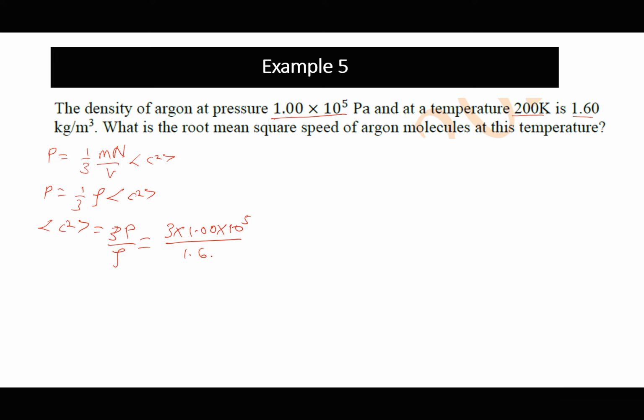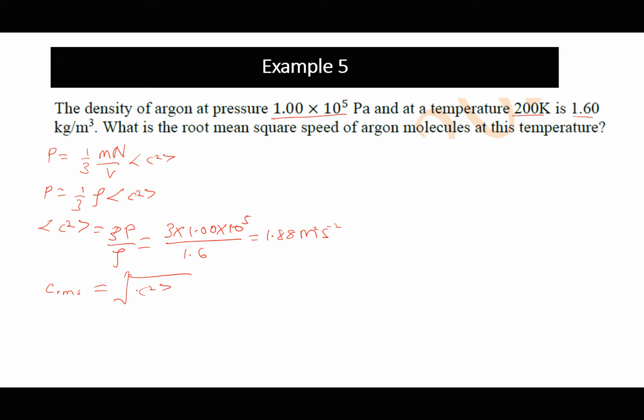So we are pressing the calculator. This means that the mean square speed of argon molecules is 1.888 meters squared per second squared, because it is mean square speed. Then if I want the root mean square speed, which I just wrote as CRMS, it will be the square root of the mean square speed.